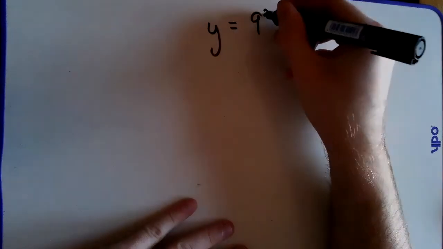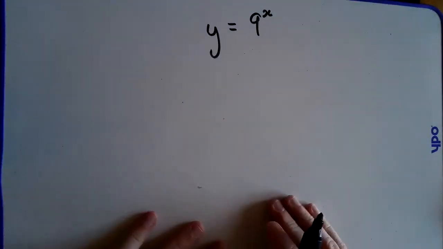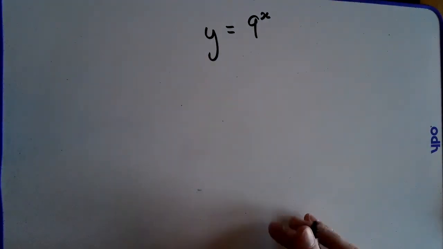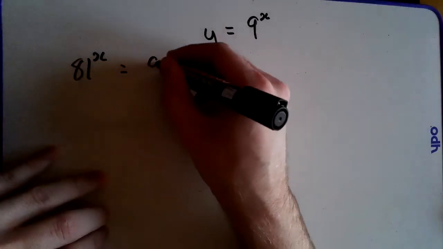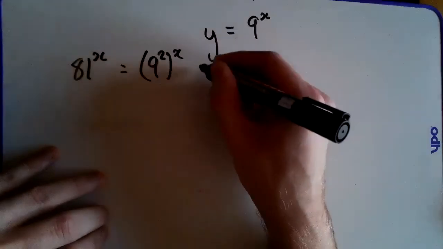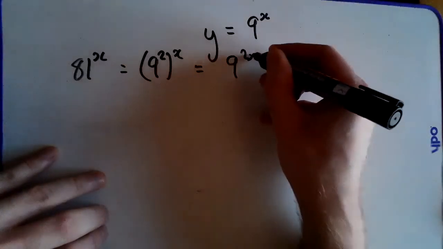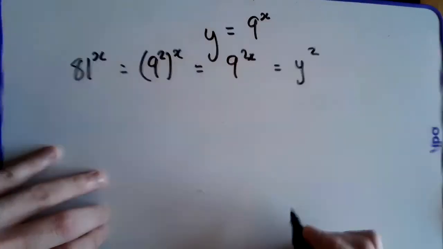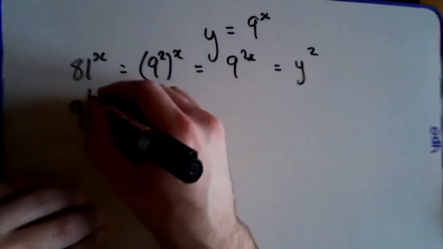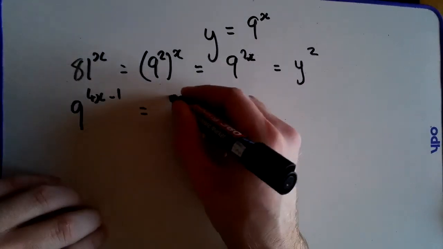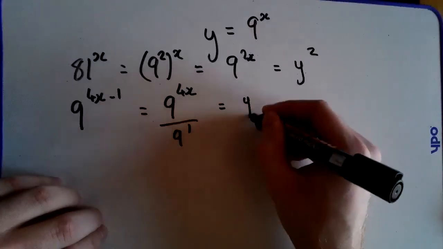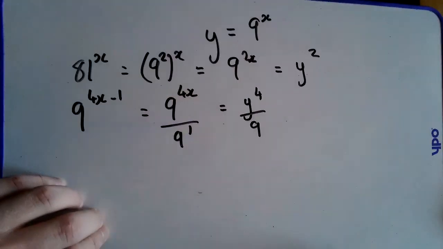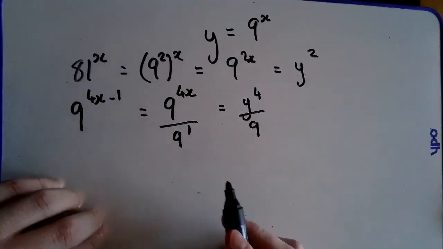Okay, lesson 2 started. We have that y is 9 to the x. Hopefully you're getting good at these. No excuse to get these wrong now. So 81 to the x is 9 squared to the x, which is 9 to the 2x, which is y squared. 9 to the 4x, take away 1. Well, that's 9 to the 4x divided by 9 to the 1. So that's y to the 4 over 9. Remember, take away to divide.